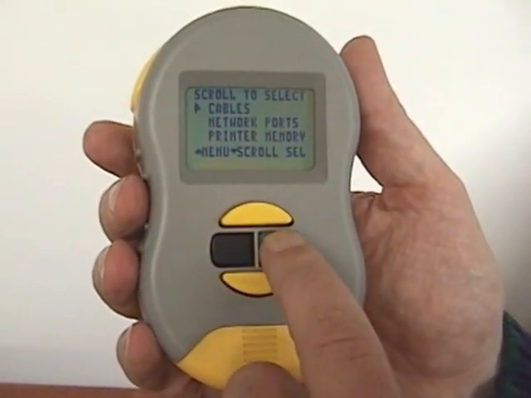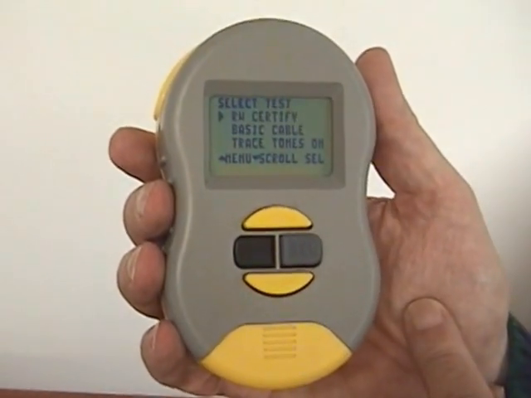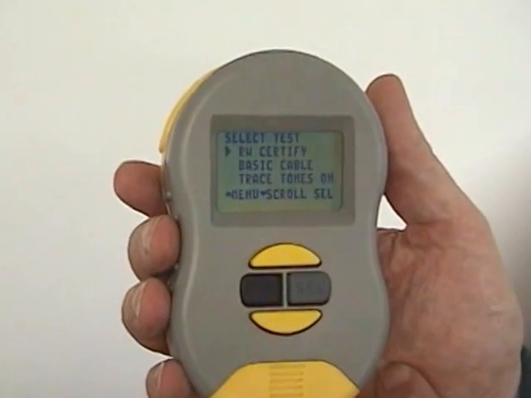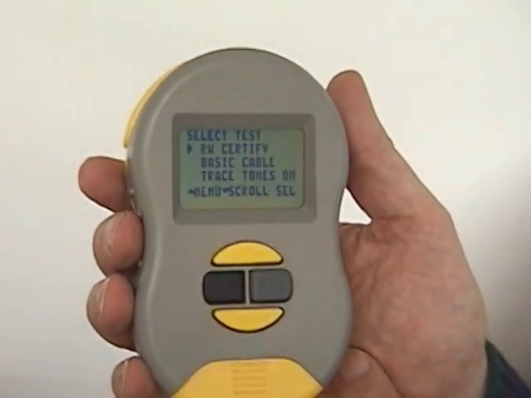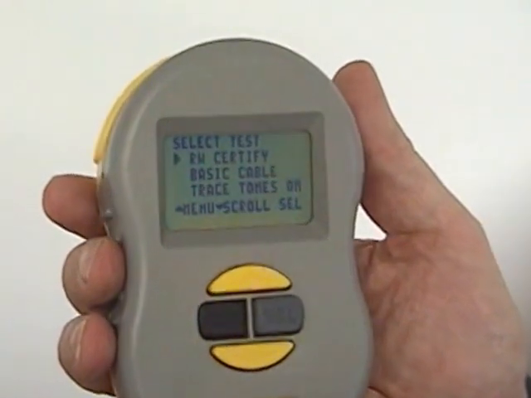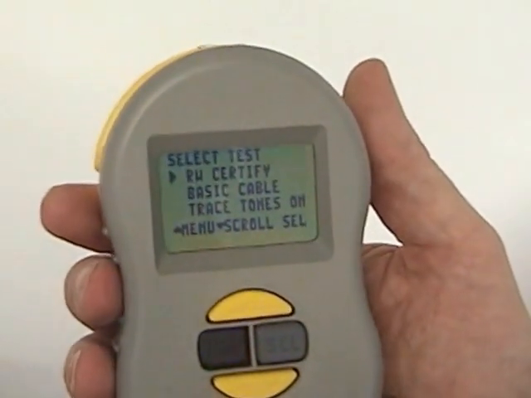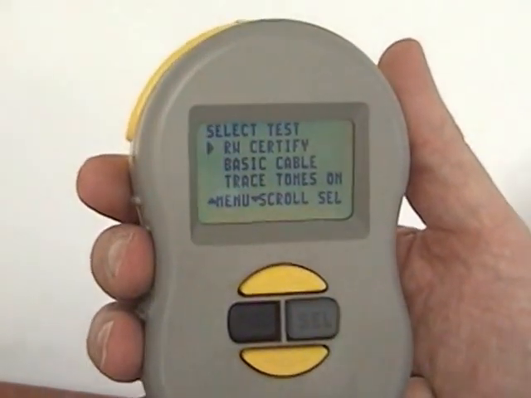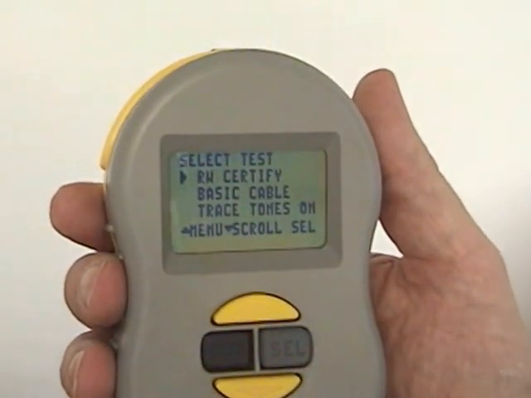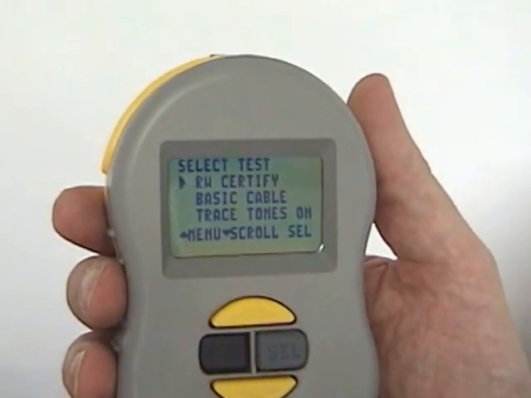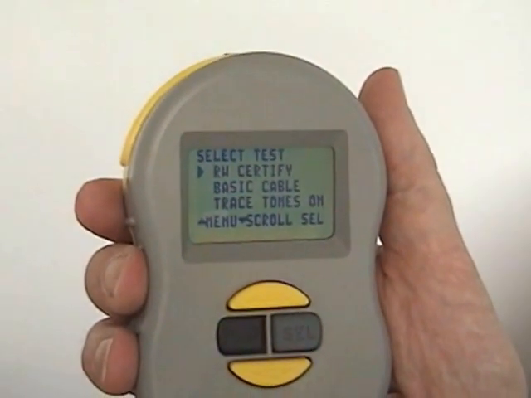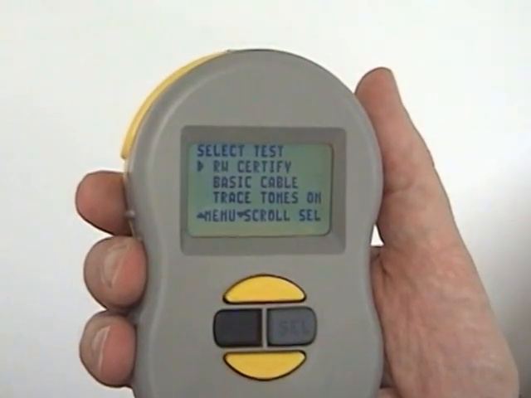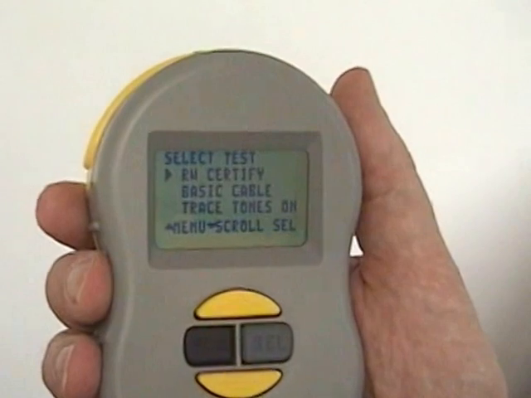So let's test cables. Our first choice here: do we want to do a real-world certify or a basic cable test? With our basic cable test, we do everything everybody else does, split pairs, opens, shorts, but in addition we also do distance to split pairs. In other words, if there's a split pair in the cable, we can help you find out where it is and repair that cable. Real World Certify does all of the basic cable tests, plus it tests crosstalk, tests the cable type, and allows us to predict the speed that the cable is going to run at.